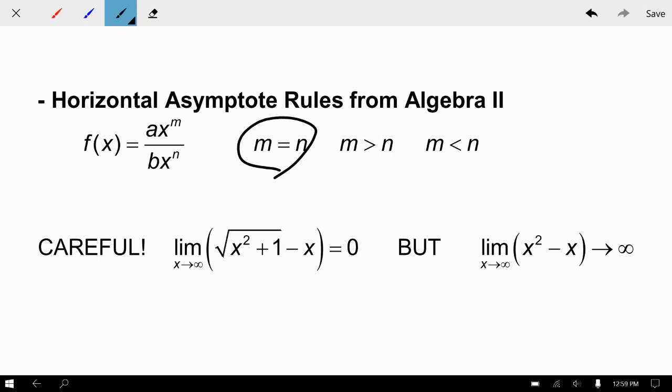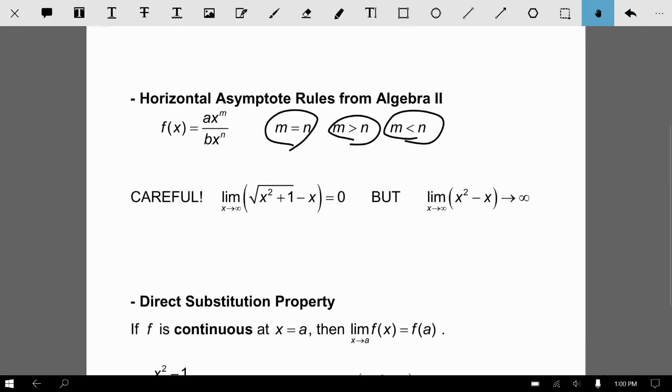That means our function's getting very, very large in magnitude, either in the positive or the negative direction. And then the last one, when the numerator has a degree smaller than the denominator, that was the one where you're going to approach y is equal to 0. So that's where those rules all come from, a shortcut for the types of limits that we just solved.